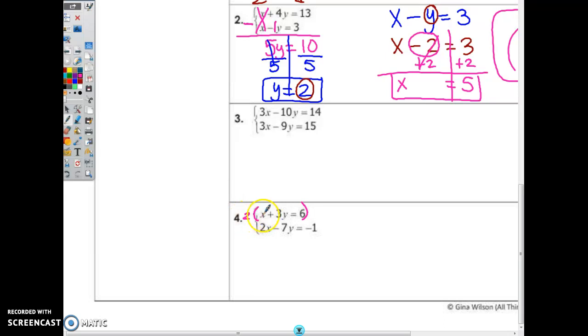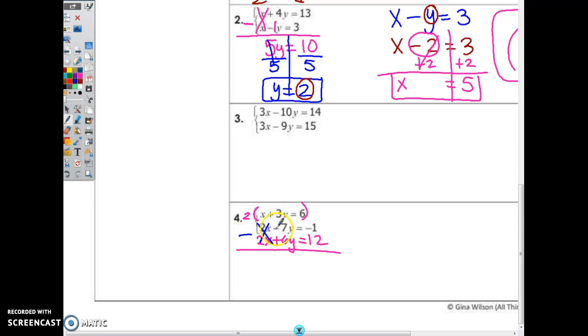So what's 2 times x? 2x. What's 2 times 3y? Positive 6y. And what's 2 times 6? 12. Okay, so now I have my equations. Do I add or subtract them? Subtract. Which one's going to cancel out? The 2x's, right? 2x minus 2x cancels out. That gives you 0.